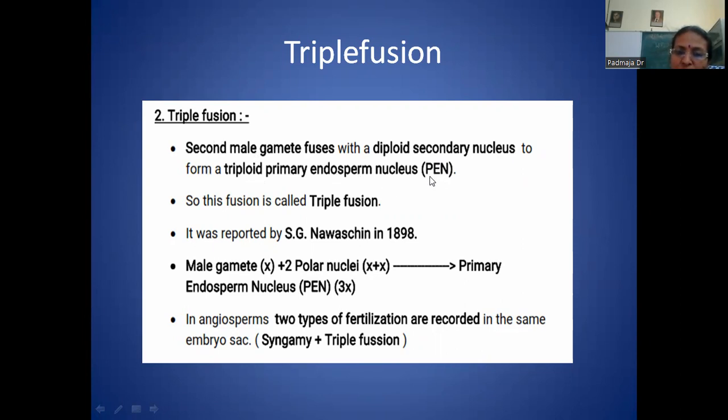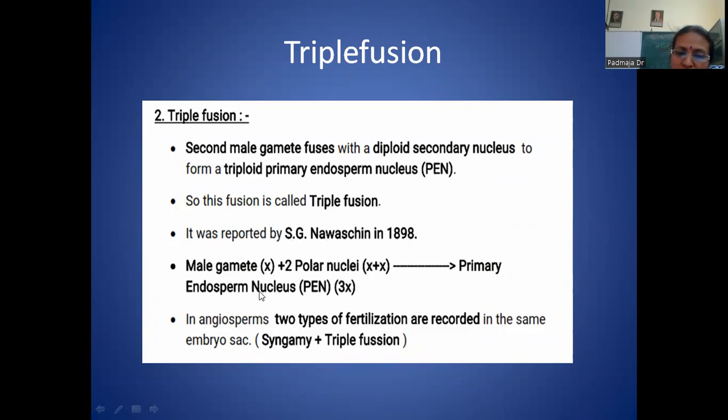In abbreviation, it is called the PEN. The chromosome number of PEN is 3N in angiosperms. So three nuclei are participating in this, so it is called the triple fusion. It was reported by Nawaschin in 1898. And if you see the equation, the male gamete fuses with the two polar nuclei. As a result, a three-nucleated endosperm is formed.